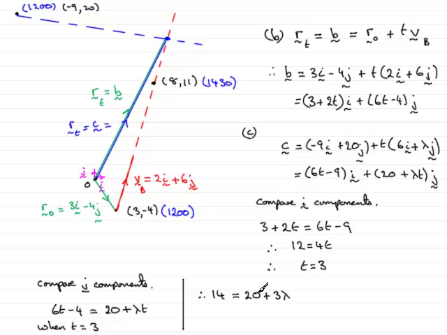Rearranging this by subtracting 20 from both sides leaves me with minus 6 equals 3 lambda. Dividing both sides by 3 leaves me with lambda equaling minus 2. And that's what we had to find, the value of lambda which allowed the boats to intercept. And that brings us now to the end of part C.